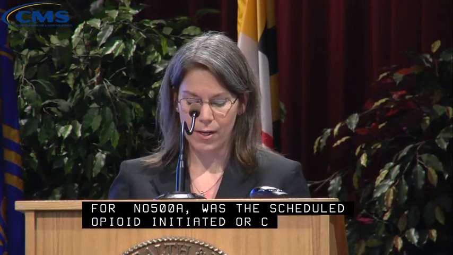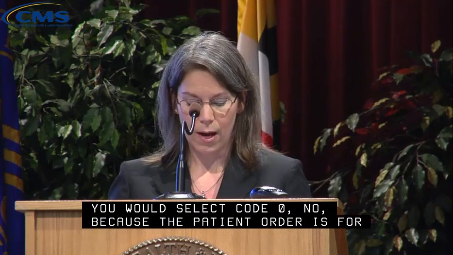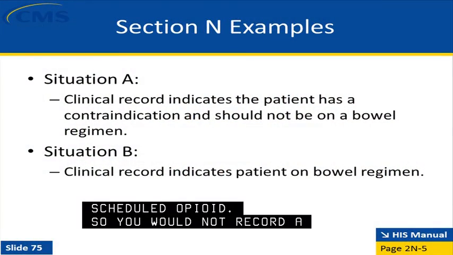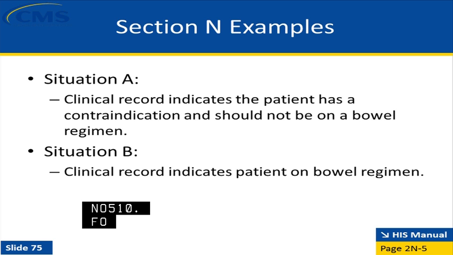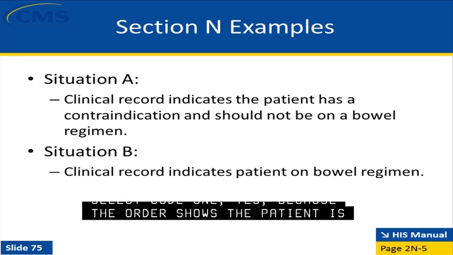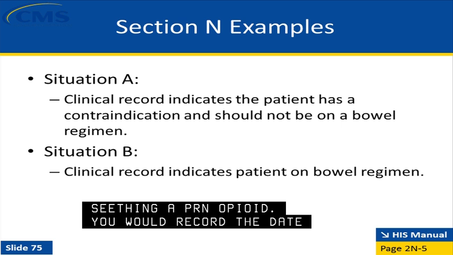So for N0500A, was a scheduled opioid initiated or continued, you would select a code 0, no, because the patient's order is for PRN opioids, not for a regularly scheduled opioid. So you would not record a date in N0500B, and you would move on to N0510. For item N0510A, you would select a code 1, yes, because the order shows the patient is receiving a PRN opioid. And you would record the date in N0510B as August 13th, because that's the date of the order.